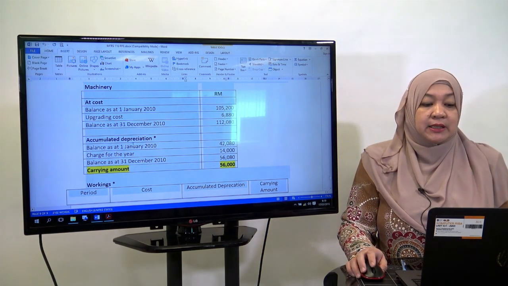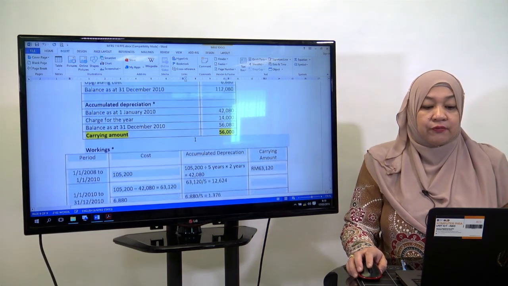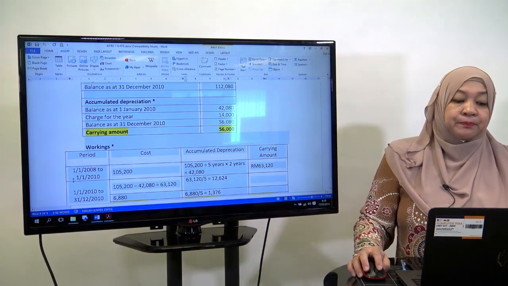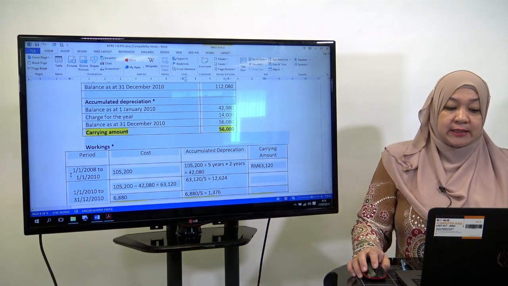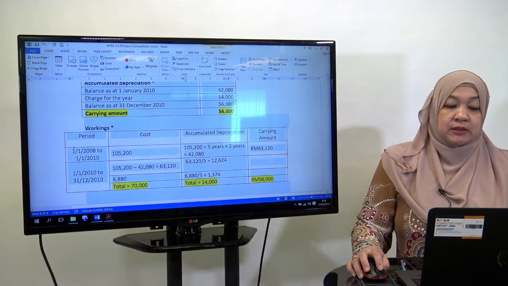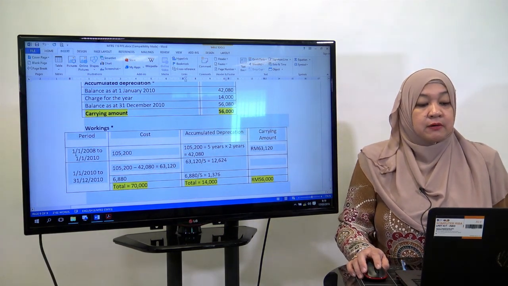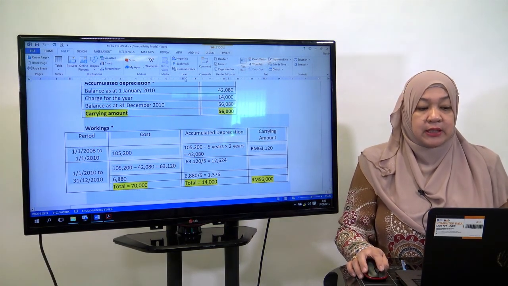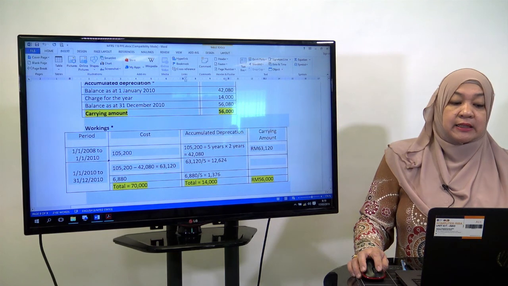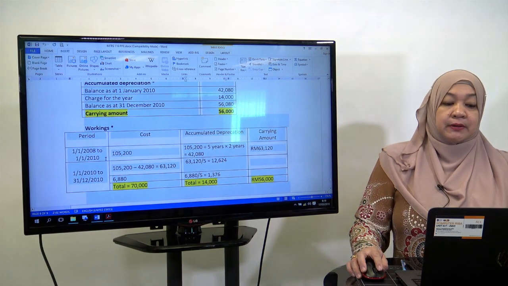Then to determine the accumulated depreciation as at 1st January 2010 is 42,080. So how do we get this 42,080? We look at the workings here. Our accounting period ends at 31st December. Alright, so we purchased the asset on 1st January 2008. So we need to determine the total depreciation charge to this asset until 1st January 2010. That is the beginning of the current accounting period.